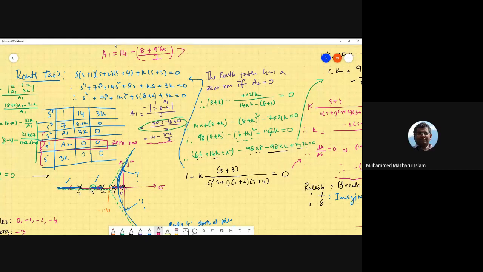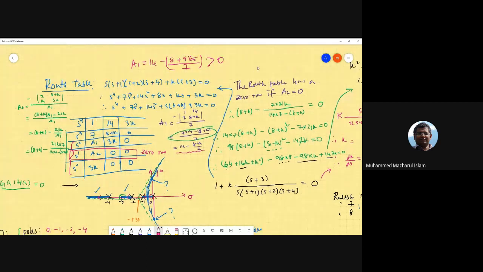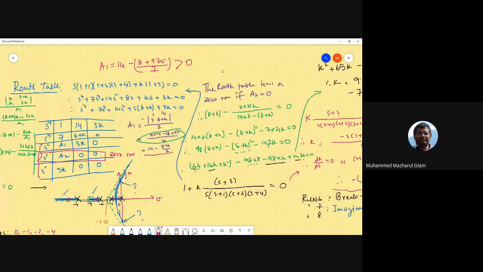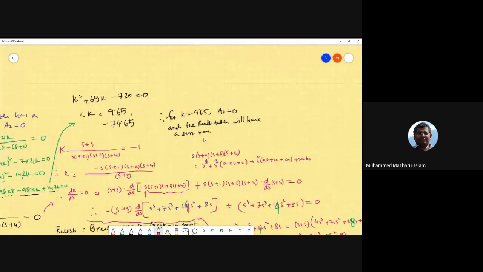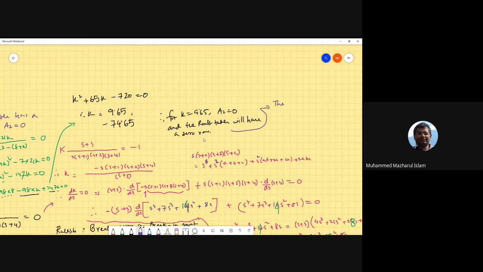Anyway, a1 is positive, so in the Routh table there are no sign changes. Let's write it down here, a zero row, then after this we'll check the sign, and there are no sign changes from s to the power 2 row to s to the power 0.